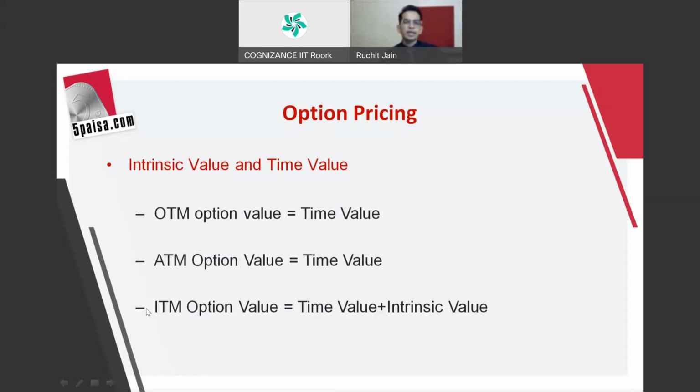15 days are left, so 15 days time value. 10 days are left, so 10 days time value. So as you come near expiry, the number of days to expiry will keep on reducing, right? As the time to expiry keeps on reducing, the time value will also keep on reducing, correct? So when the time value reduces, the option's value will also reduce.